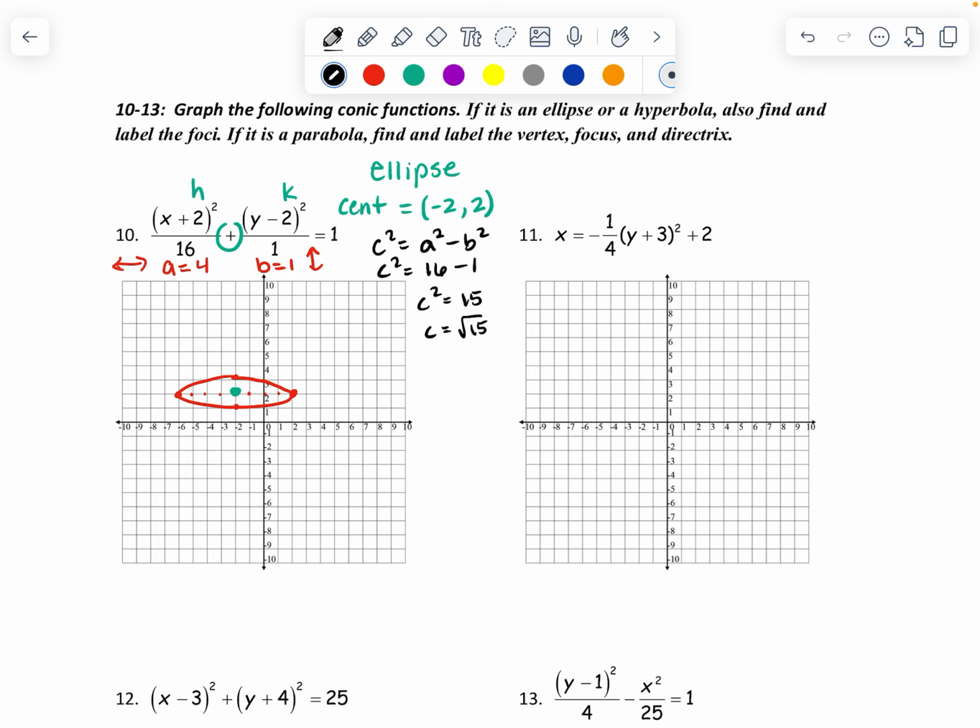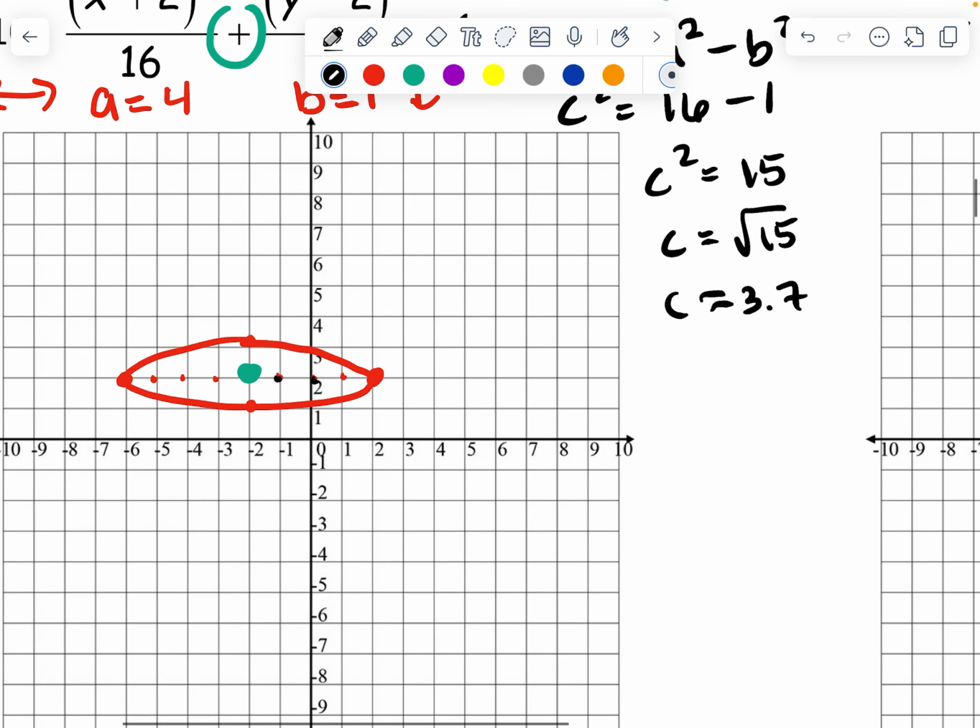Now, I don't have a calculator on me, but the square root of 15 is somewhere close to 4. It's 3 point something. On your test, it actually comes out a nice whole number, but I'm just going to say it's approximately 3.7. I'm just making that up. So I'm going to go 1, 2, from the center on the major axis. It's always on the major axis. Let's highlight the major axis. I'm going to go 1, 2, 3.7, somewhere right there. There's a focal point, and from the left, 1, 2, 3.7, somewhere right there. There's a focal point.